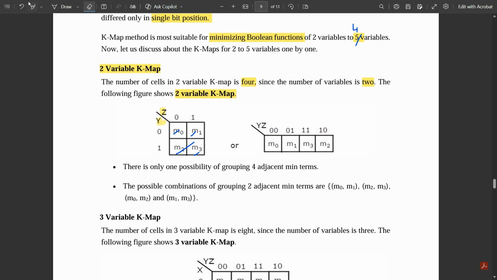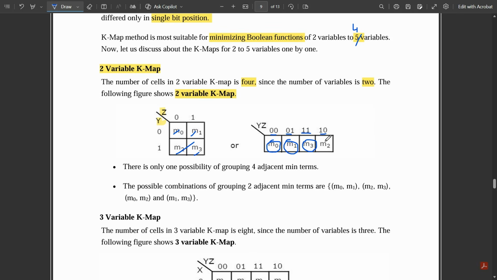You should remember it. First it is 0 0, then 0 1, then 1 1, then 1 0. So keep that in mind: 0 0, 0 1, 1 1, 1 0. Don't forget that. This is very important. If you forget this, then the complete K-map structure would be gone. So again, I'm telling you, the first position is 0 0, that is m0. Then we have 0 1, m1. Then we have 1 1, that is m3.